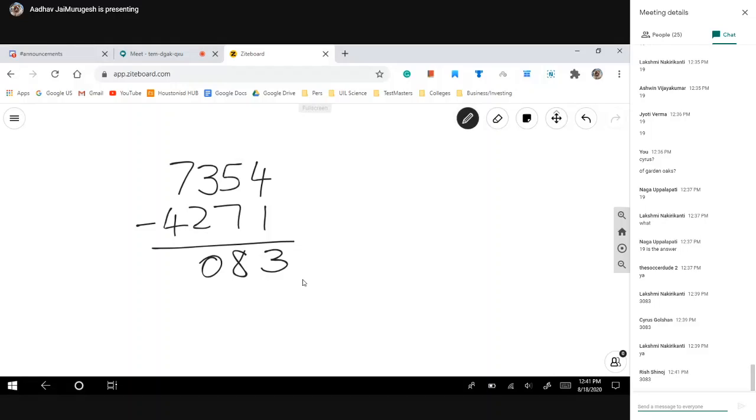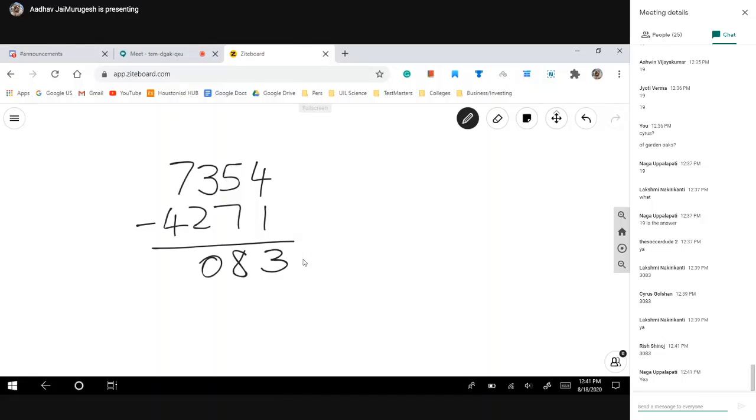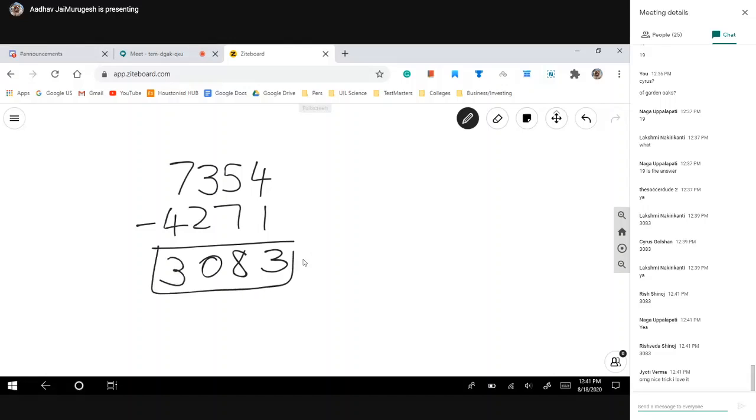Then what you would do is, again, consider if the top number is smaller than the bottom, or bigger than the bottom number, which in this case it is. Then you would just do the normal method, which would be 30. So that is the answer, guys.